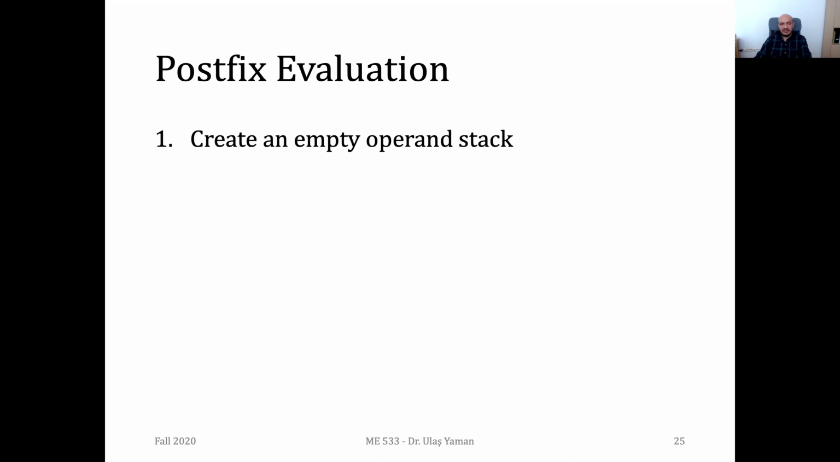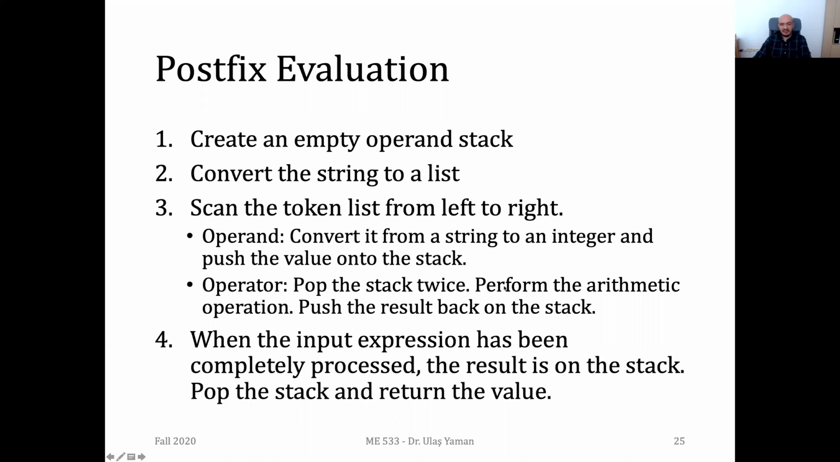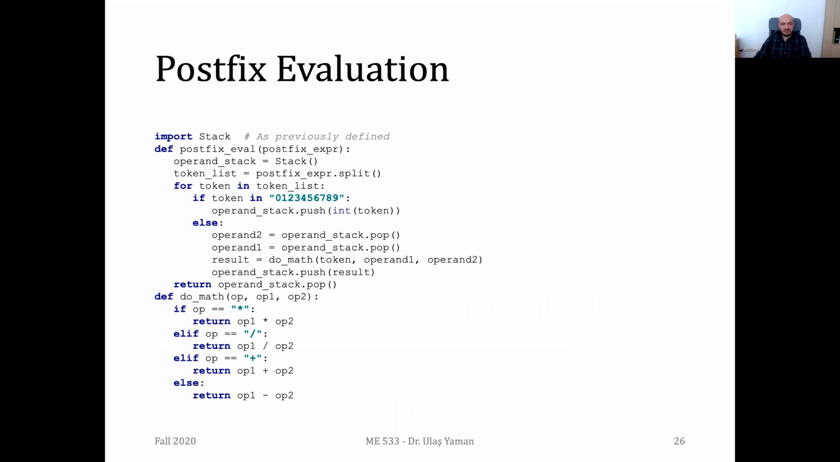So in summary, we need to have an empty operand stack. We need to convert the string into a list and then scan from left to right. If it's an operand, you need to put it onto the stack. If it's an operator, you pop twice, do the math, and put the result back on the stack. So it's not that complicated. You can simply pop the last item in the stack and you are done with this evaluation.